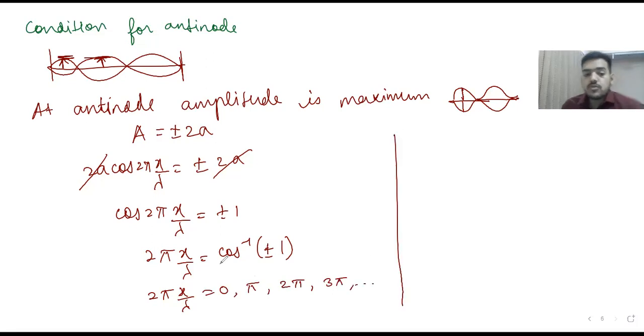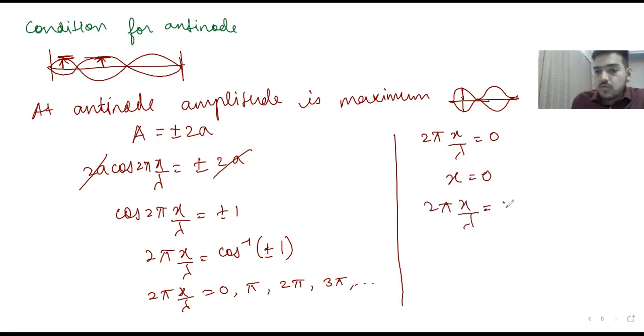Now students, if we solve for the first value, what will we get for the condition of antinode? If we solve 2 pi x upon lambda is equal to 0, what will we get? x is equal to 0. Then for the second one, if we solve 2 pi x upon lambda is equal to pi, what will we get? We will cancel out this 2, x will be lambda by 2. So at lambda by 2 position, there will be an antinode.